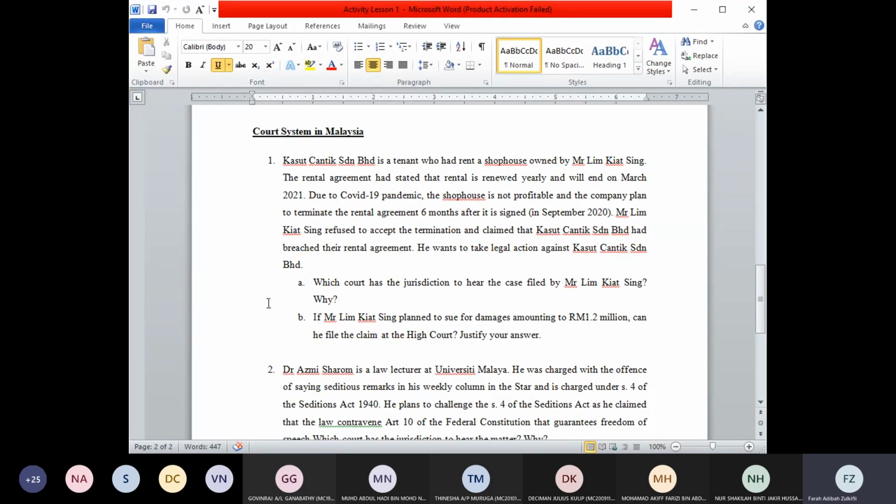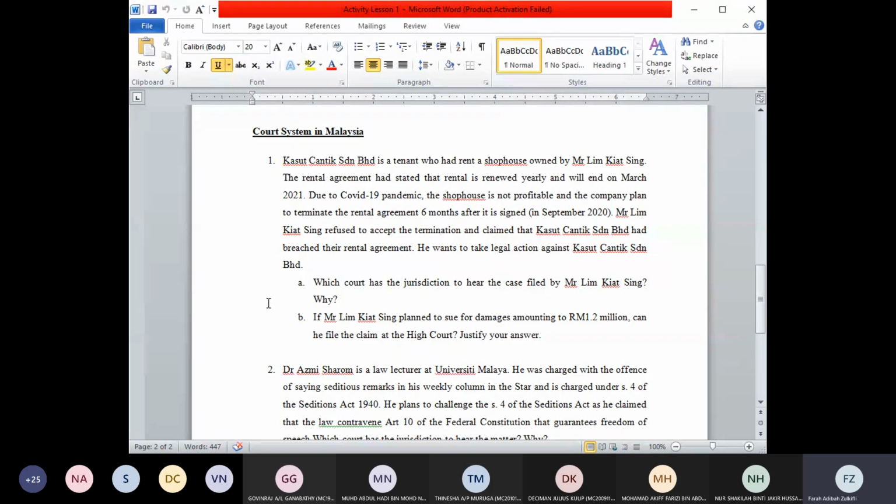So when we read the question again, this is between Kasut Cantik Sdn Bhd, who is a tenant, and Lim Kiat Sing, who is a landlord. Because this is an issue between a tenant and a landlord, and it is related to a rental agreement, for question A, I think everyone agrees that the court that has the jurisdiction to hear the case filed by Mr. Lim is the Sessions Court, because the Sessions Court has the jurisdiction to hear all cases related to landlord and tenant. So question A, I think no problem.